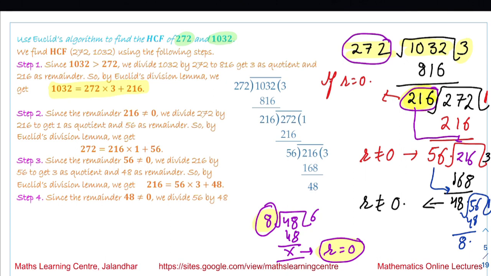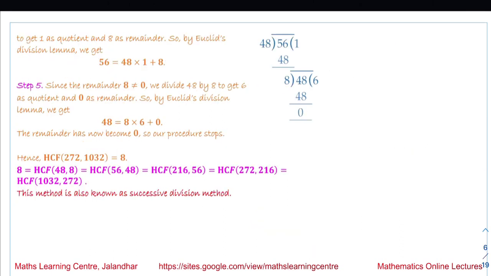Since the remainder is non-zero, we write 272 is equal to 216 into 1 plus 56. Next we write 216 as 56 into 3 plus 48. Then 56 is equal to 48 into 1 plus 8. And in the last step, we write 48 is equal to 8 into 6 plus 0.